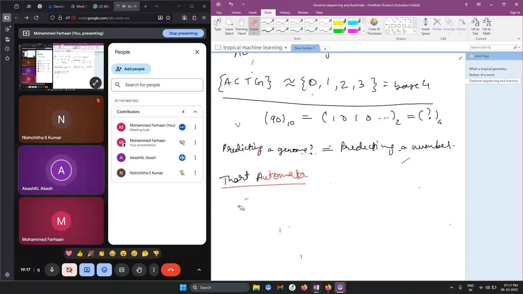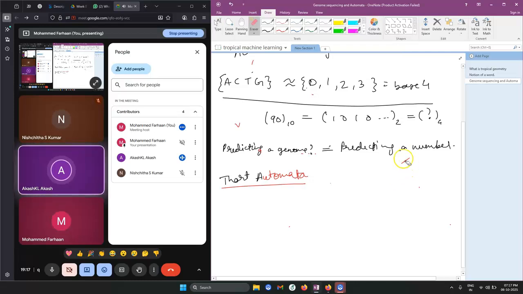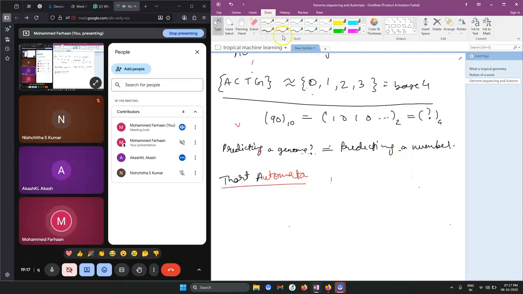There in automaton, there is no direction. There is direction. There is a direction. I've drawn it, right? In non-deterministic and deterministic ones, you have direction.